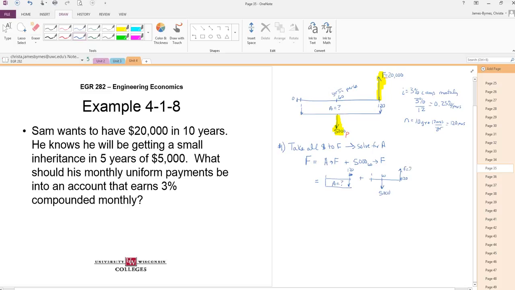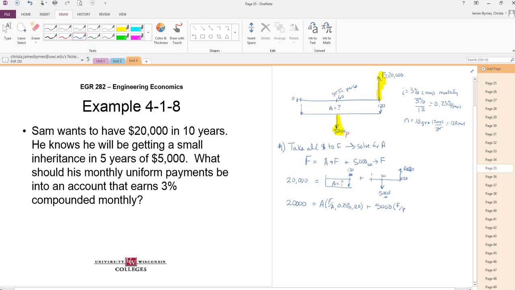F equals 20. I mean, that's got to be brought up, and that's got to be brought up, and both of those brought up equal 20,000. The A brought up to 120 plus this 5,000 brought up. So I know that my $20,000, which is in year period 120, is going to be my A, find a future given an A at 0.25% for 120 plus 5,000, find a future given a present, right?